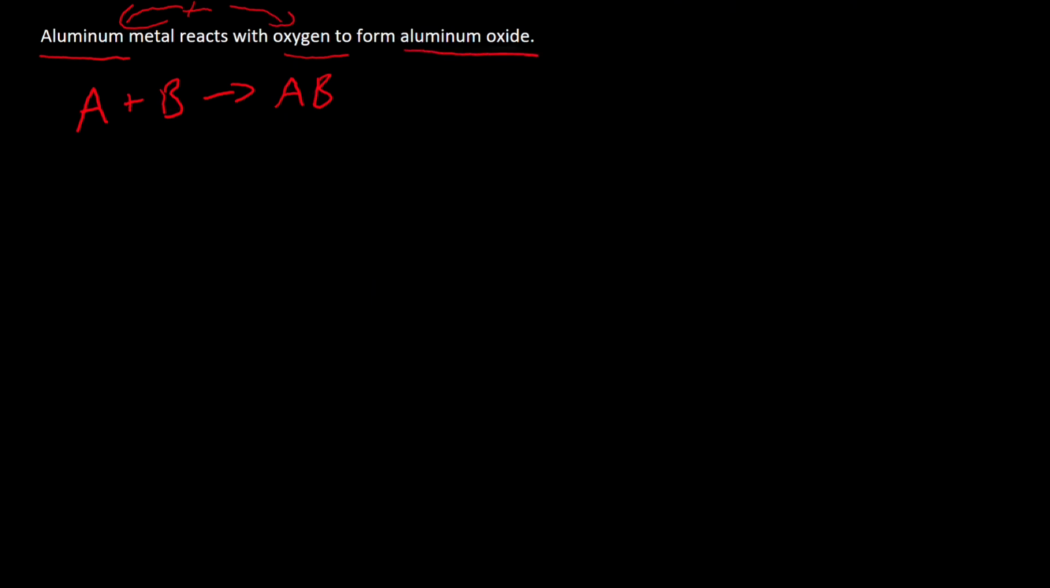With this information, we can make a skeleton of the chemical equation. So what we're going to do is write out the chemical formula for each compound. So we have aluminum plus oxygen turns into Al2O3, which is aluminum oxide. Now looking at this chemical equation, this is a good start. However, it's missing a few key components.